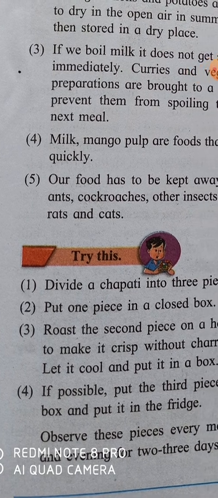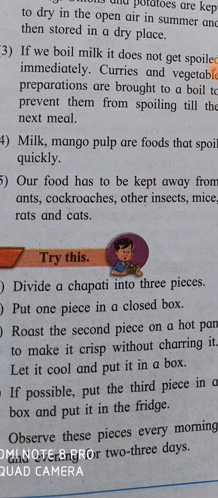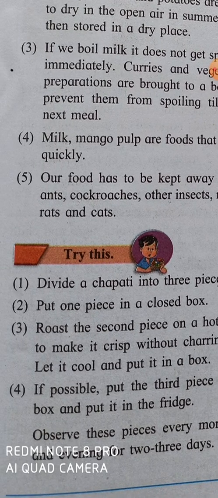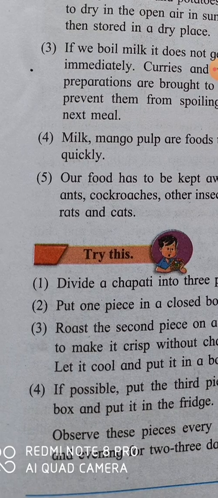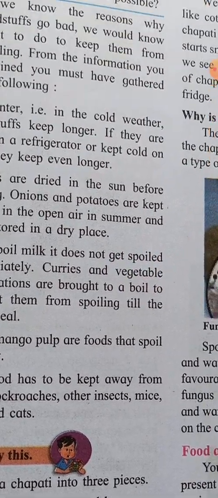Third piece, if possible, put the third piece in a box and put it in the refrigerator. 3 pieces you have taken. The first piece we keep as it is in the small box container. The second piece you roast, bake on the hot pan and keep in the box. And the third piece, take one box and keep it in the refrigerator. Observe these pieces every morning and evening for 2-3 days.